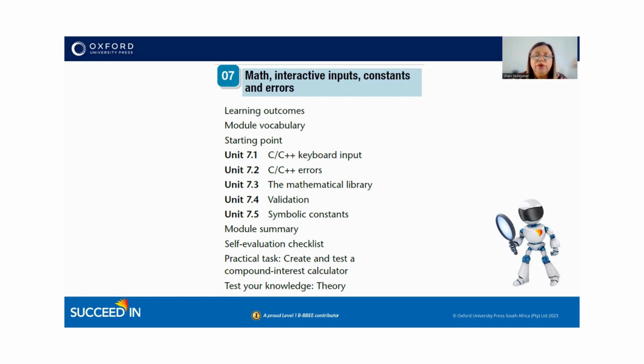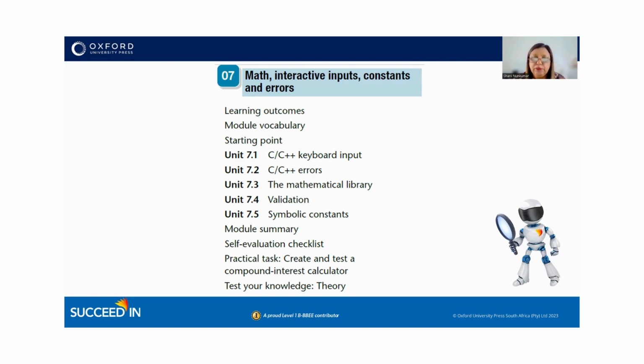I now take you through Module 7, which is Maths, Interactive Inputs, Constants, and Errors. Unit 7.1, C and C++ keyboard input. We look at both numeric and character input using the scanf function and the cin object. In Unit 7.2, we look at C and C++ errors, and here we look at logical errors, syntax errors, compile time errors, and typographical errors. A hint to you is to use code to show learners the different types of errors.